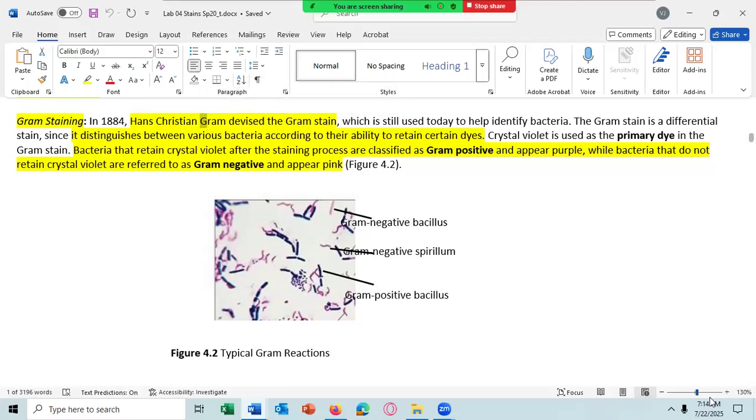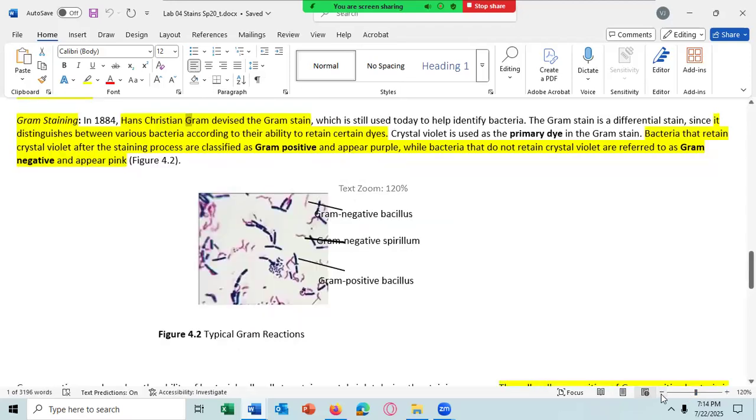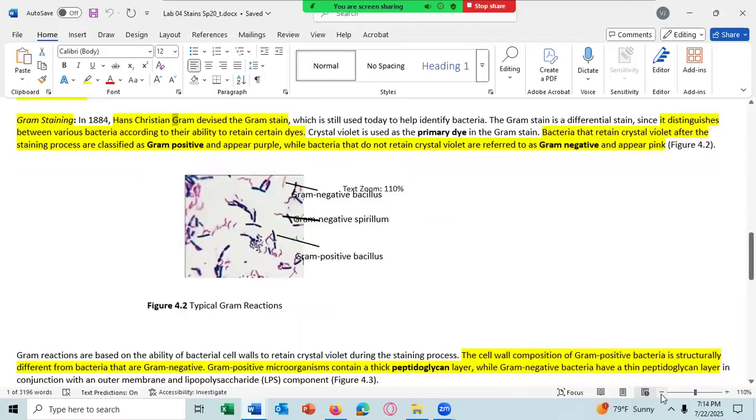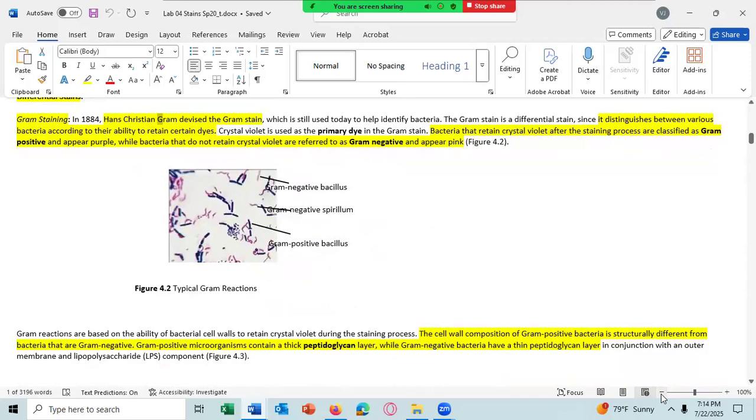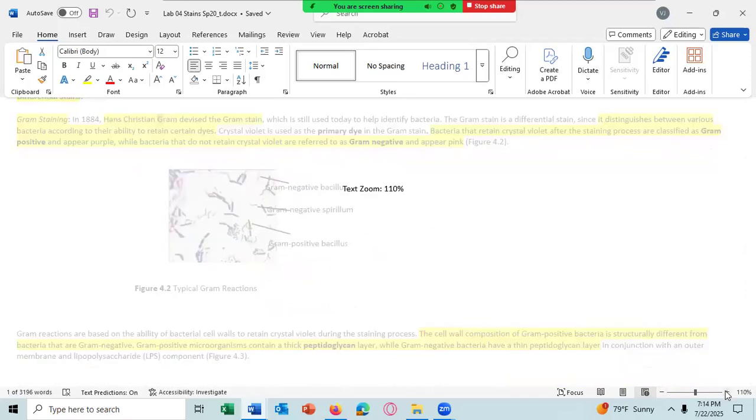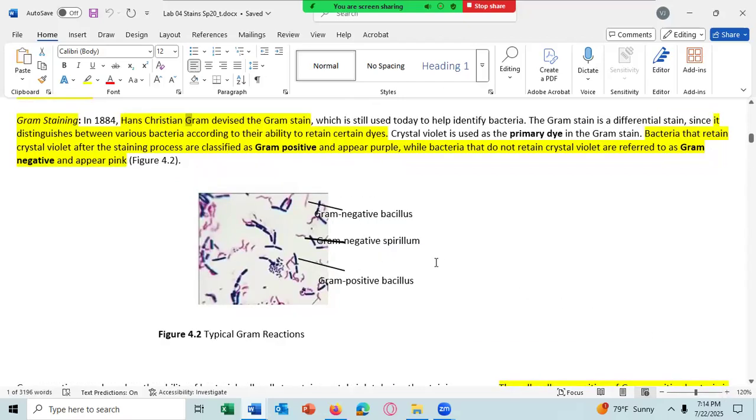This looks like it's a little bit out of shape there. Maybe if I shrink it down, it'll be better. Well, it's still a little out of shape, but there it's good. Let's blow that up so I can see it better. There's that gram-negative bacillus, a gram-negative spiral. That looks like a gram-negative coccus right there. And there's a gram-positive bacillus. There is a gram-positive coccus. Any question about any of that?